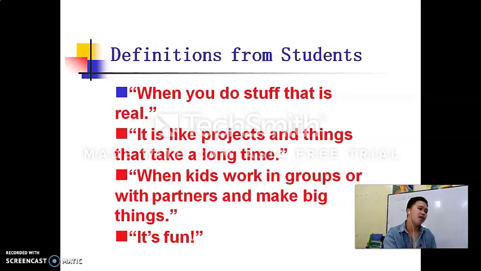And also, it is like projects and things that take a long time. So when kids work in groups or with partners and make big things, right? When kids work in a group, like you in the classroom, when you are tasked to do outside activities, it's fun. When it's fun, it's concrete. When it's concrete, there's great learning.